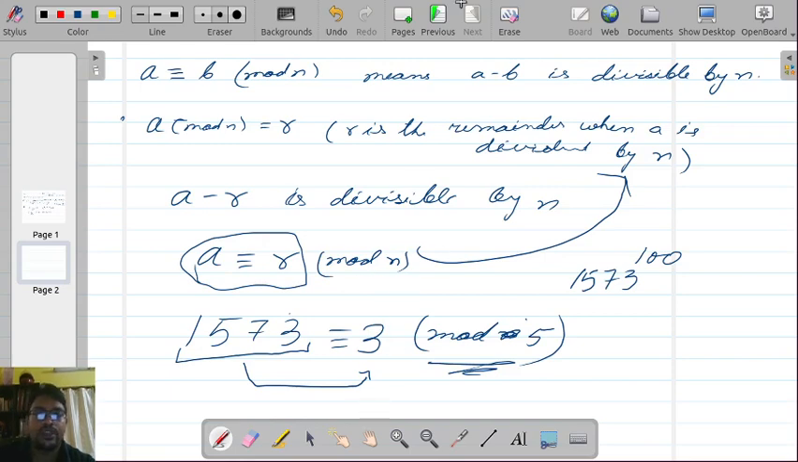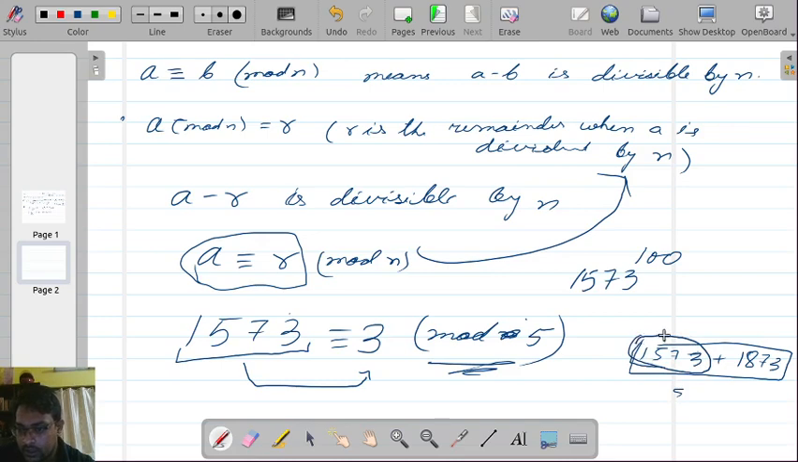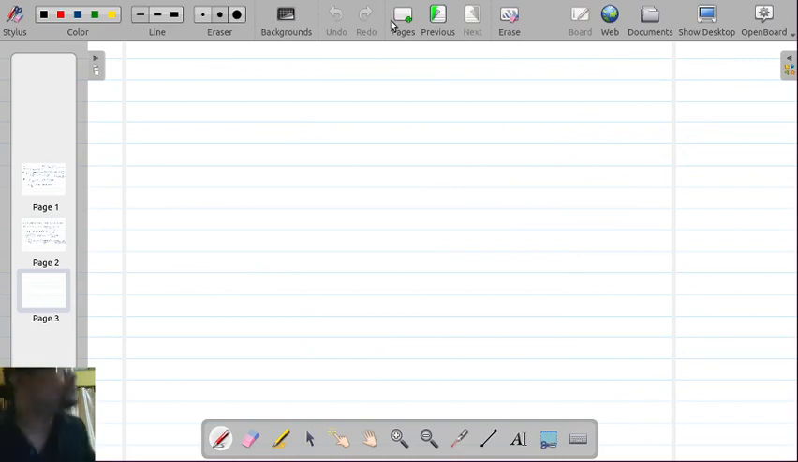So we will see some properties. If we add two numbers, say 1573 and another number 1873, the remainder when the sum is divided by 5 is the same as the remainder of this part plus the remainder of this part, and then taking the remainder again. So it gives the same result. I'll just explain.